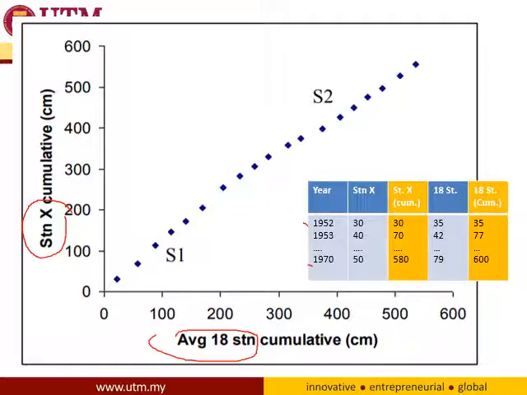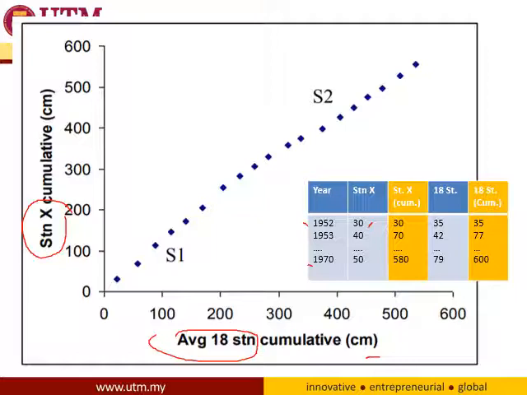So we have the data for station X, and the unit is centimeter. For year 1952, we have 30 centimeter of rainfall. This is really small. This is not a Malaysia example, maybe some arid country, because it's quite small. 30 centimeter is similar to 300 millimeter of rainfall. So each year we have this rainfall recorded.